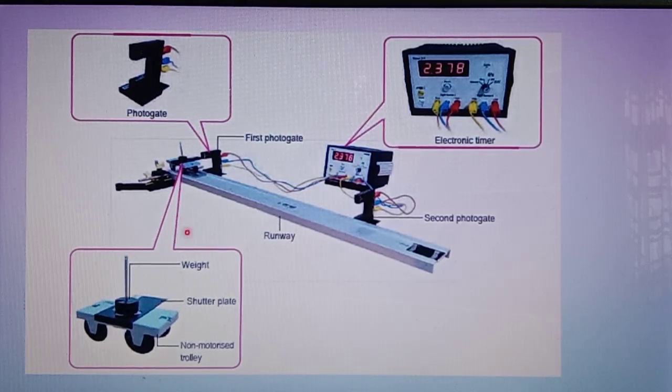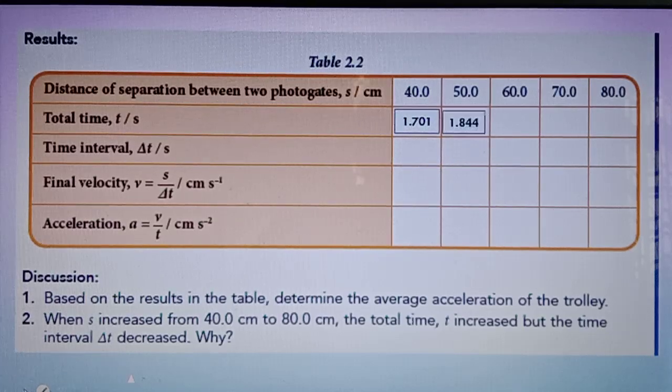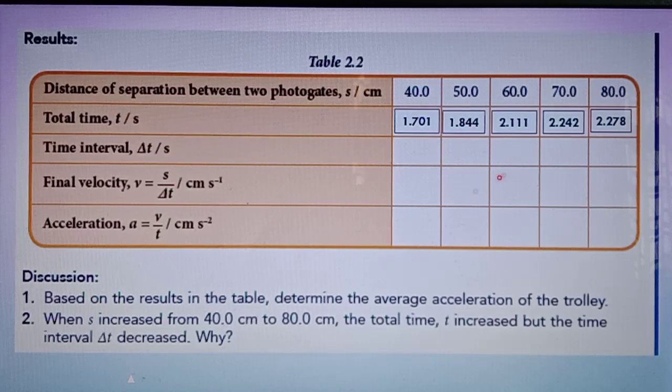Okay, so you can repeat the experiment by increasing the distance between the two photogates. Look at the result of this experiment. The distance or separation between the two photogates we can set as 40 centimeter at first, and then increase it to 50, 60, 70, and 80. For the first activity, you use two photogates. You release the trolley from the first photogate until it reaches the second photogate and record the time taken. Let's say this is the answer, 1.701. You continue by increasing the separation between the two photogates and record the time taken. So this is one sample of answer, the total time recorded when we use two photogates.